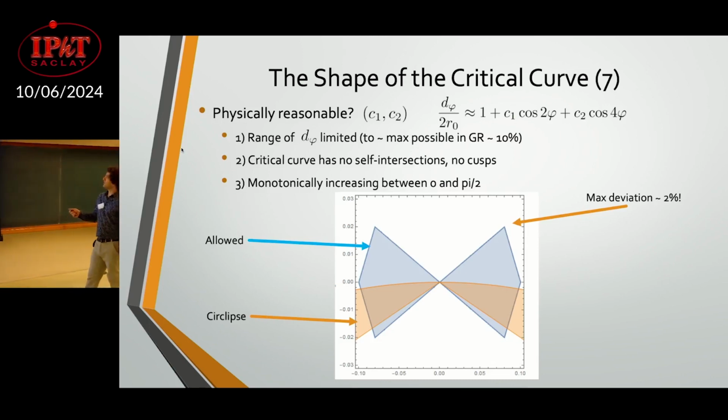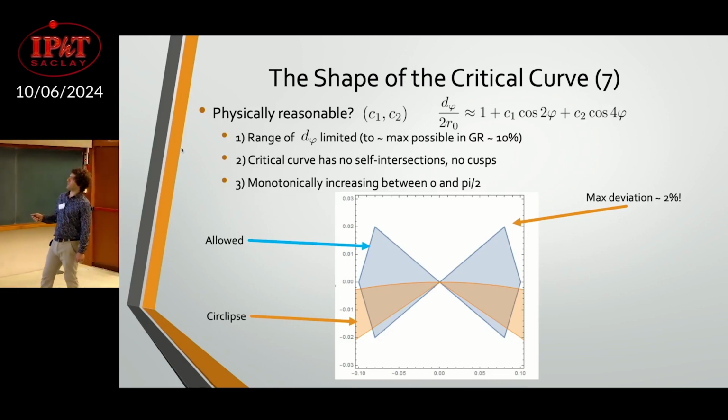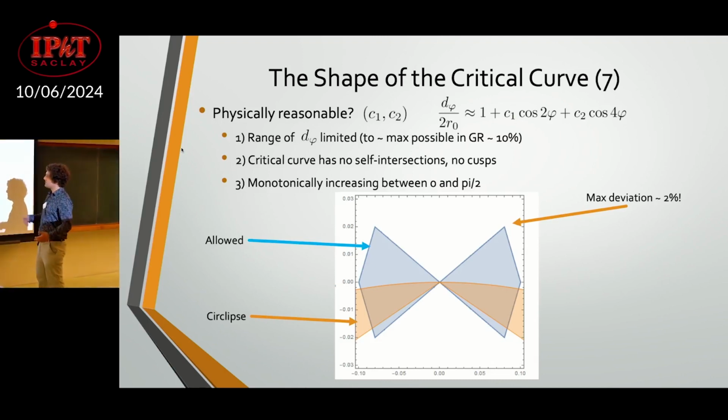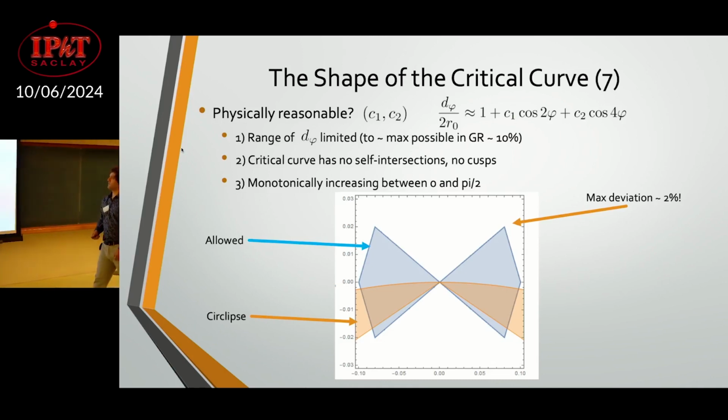Now, of course, this should not come as a super big surprise because we've, by hand, also put in that the range of d phi is limited, right? So if we have a low range, we've sort of put in already that the d phi can't deviate too much, and so obviously this whole region here is just very small.